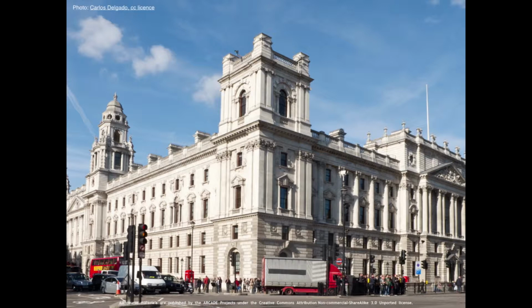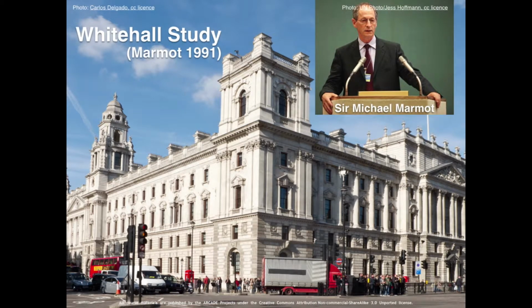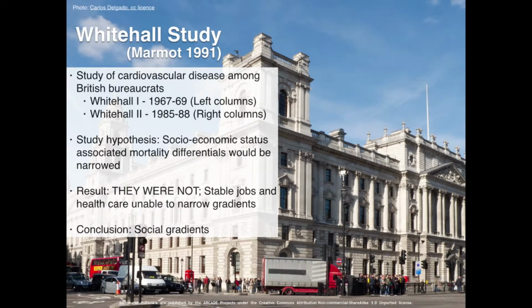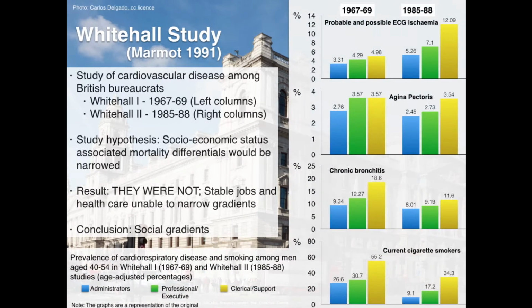Would the differences in health outcomes be still as pronounced in relatively homogeneous population groups? This was the question the Whitehall study aimed to answer, and the study was led by Sir Michael Marmot in London. Whitehall, as many of you might know, is the seat of British government and houses many government departments and ministries. Marmot studied the health records of bureaucrats employed in different departments at Whitehall from 1967 to 69 and subsequently from 85 to 88.